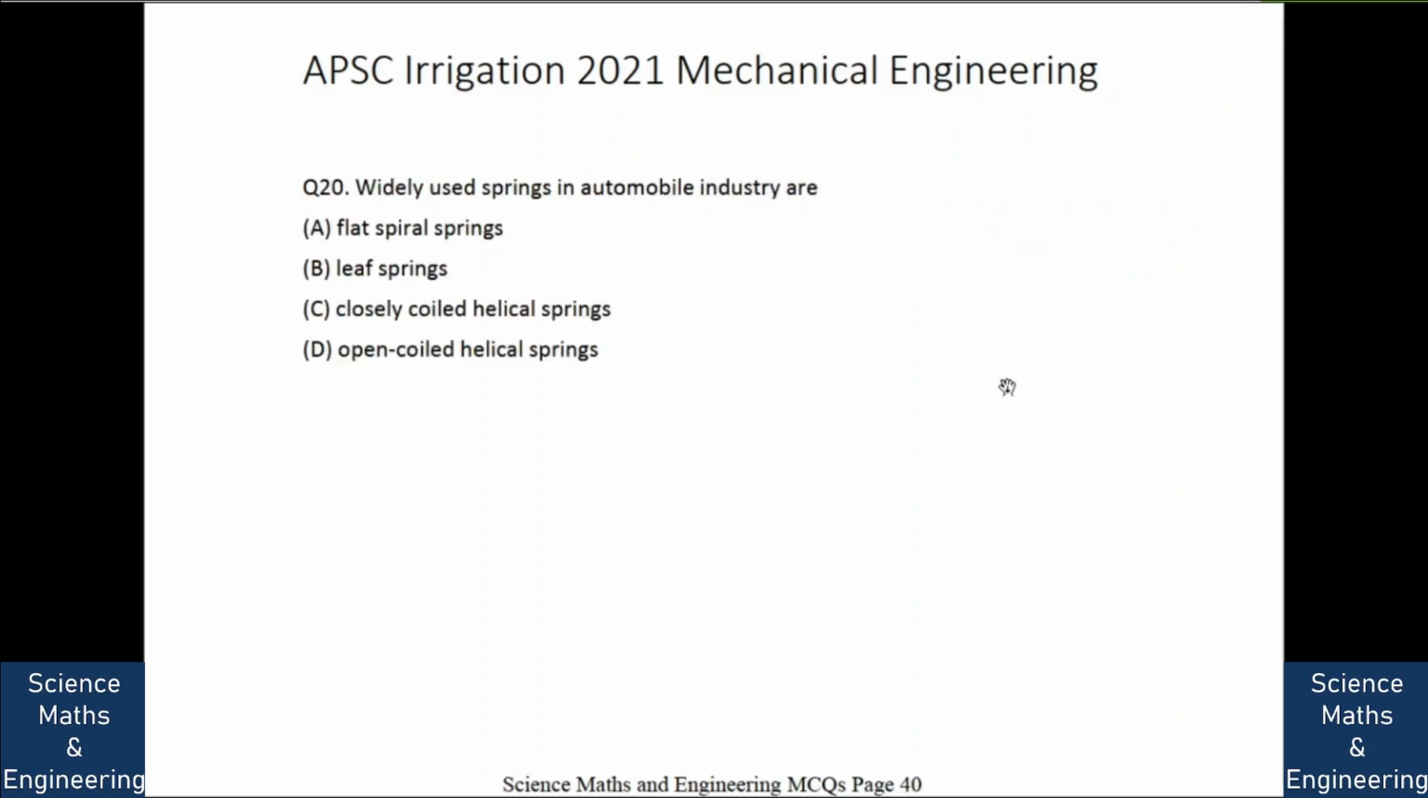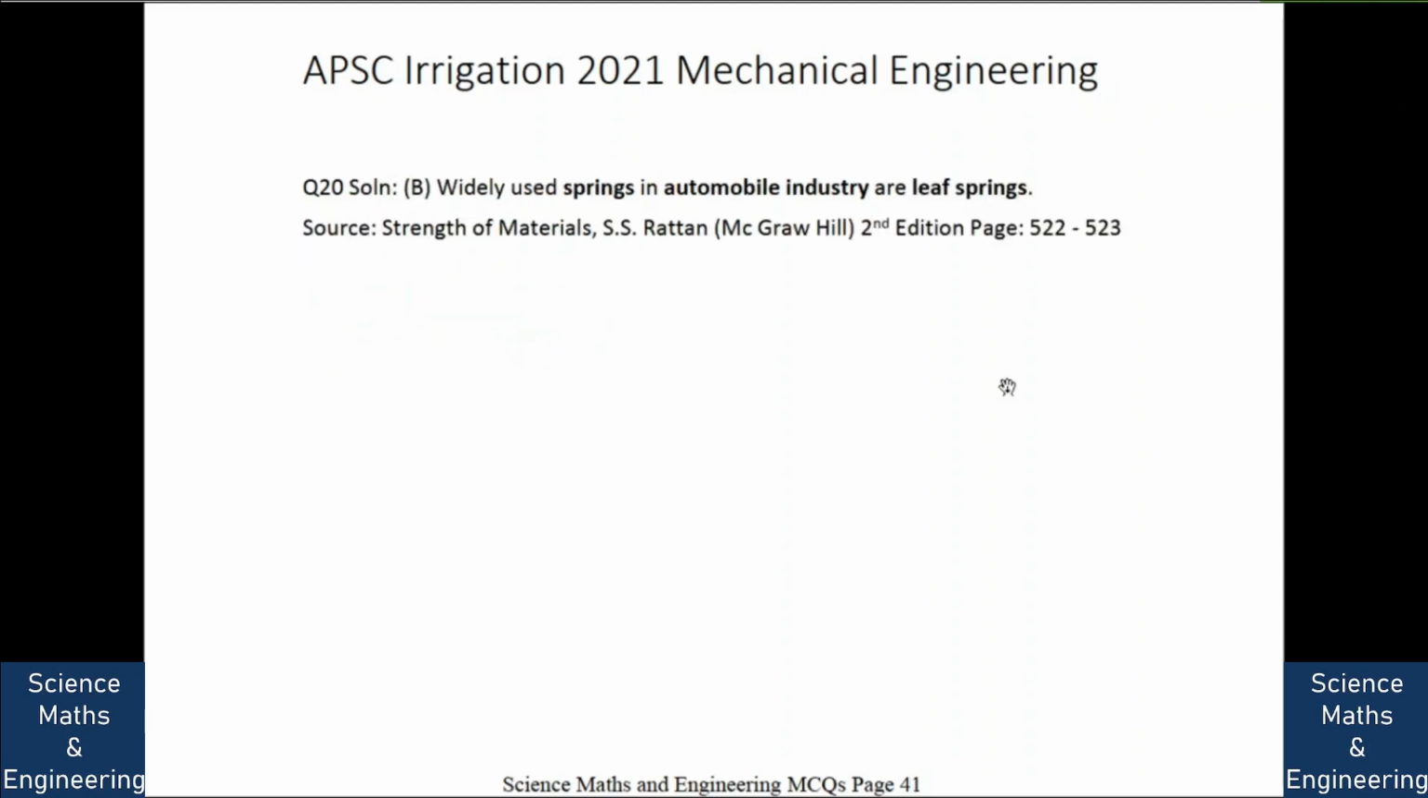Widely used springs in the automobile industry are A, flat spiral springs, B, leaf springs, C, closely coiled helical springs, or D, open coil helical springs. You can pause and think of the answer. So the answer is, as I have already discussed, leaf springs. As I already told, leaf springs are extensively used in automobiles, especially in trucks and buses. So we'll go to the next question.